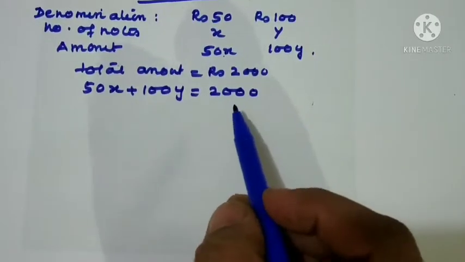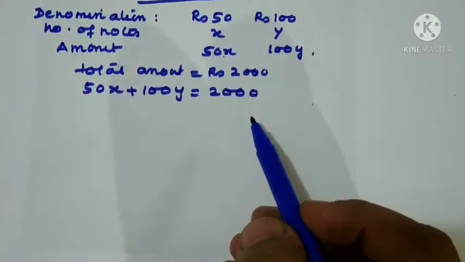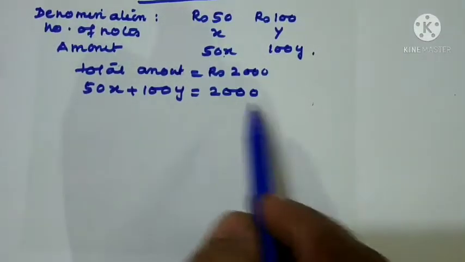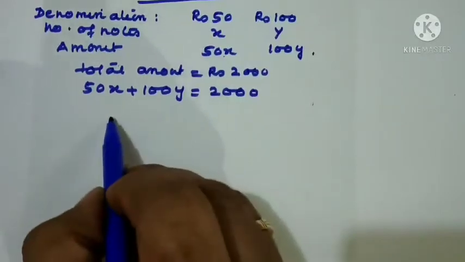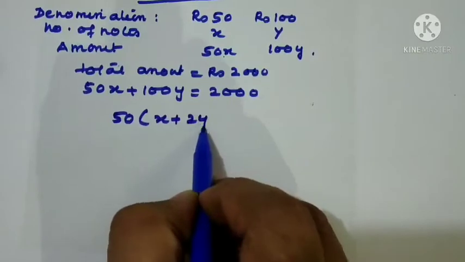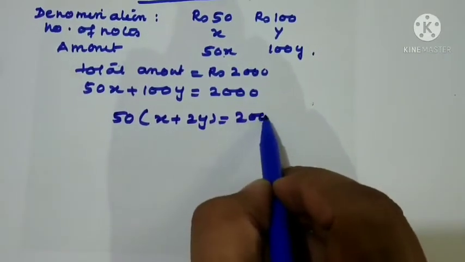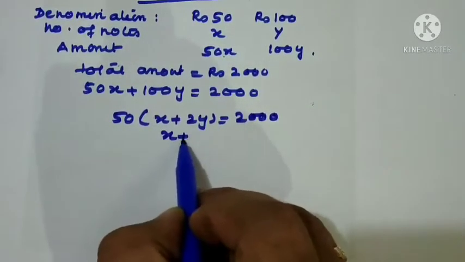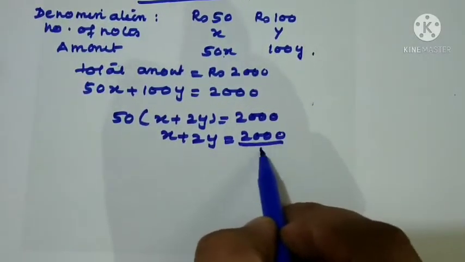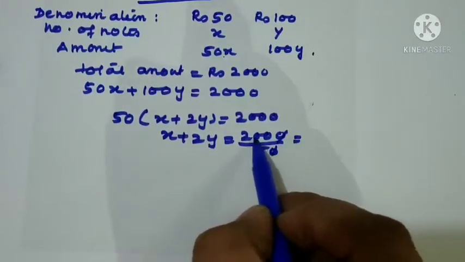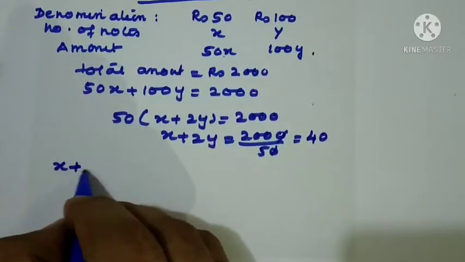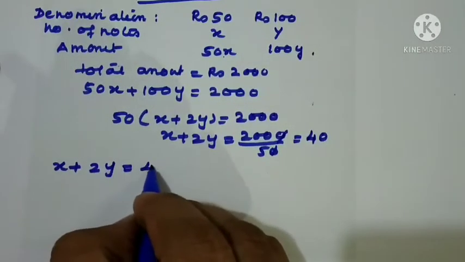So earlier we got the first equation, that is x plus y equal to 25. Now we got 50x plus 100y equal to 2000. So I'll take 50 common. So 50 into (x plus 2y) equal to 2000. So what is x plus 2y? x plus 2y equal to 2000 divided by 50. So 5 cancels, so 40. So we got the second equation as x plus 2y equal to 40.